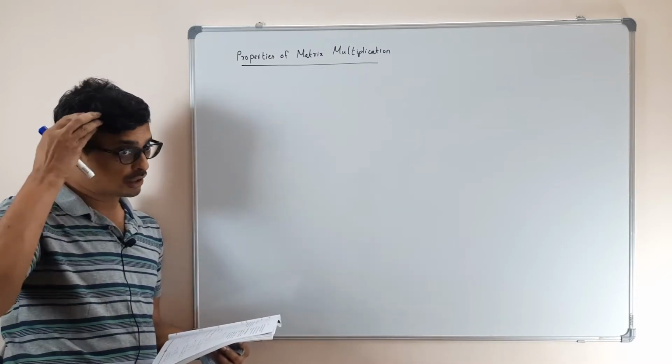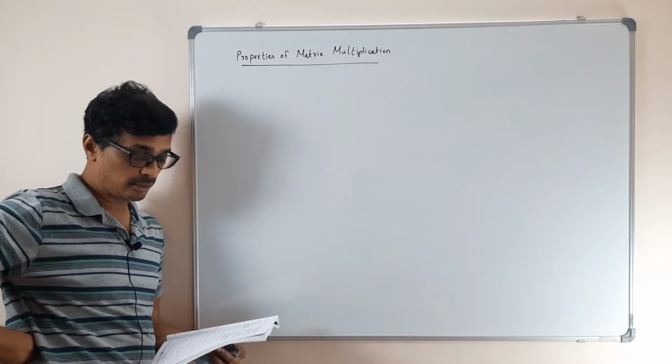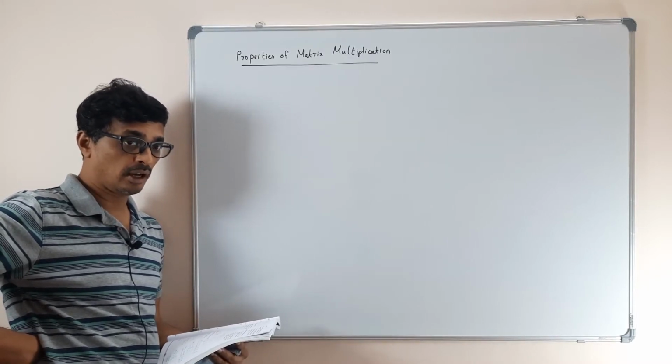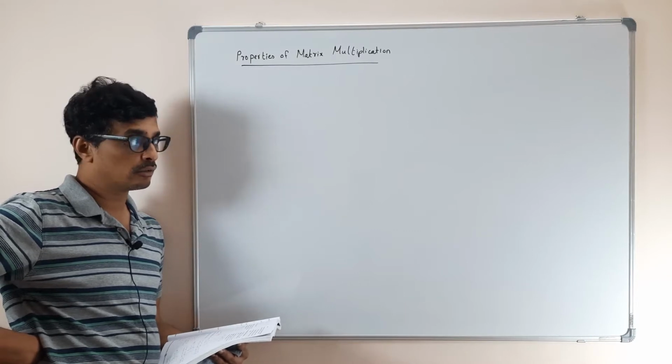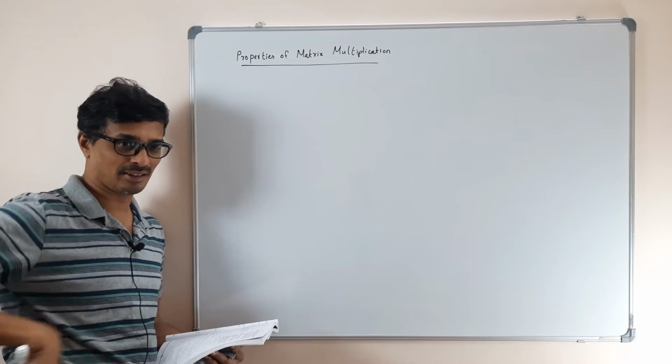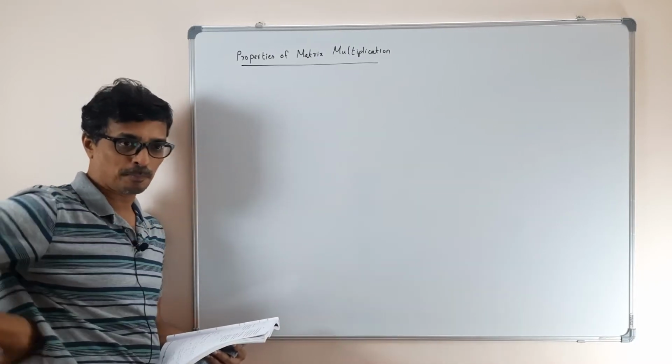We saw last time the matrix algebra, correct? What are the things we saw? We saw matrix multiplication and matrix addition. Subtraction is the same as addition: each element has to be subtracted.